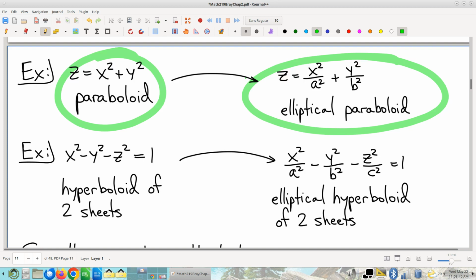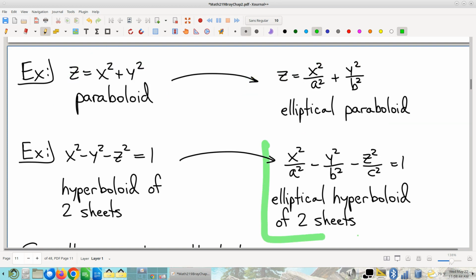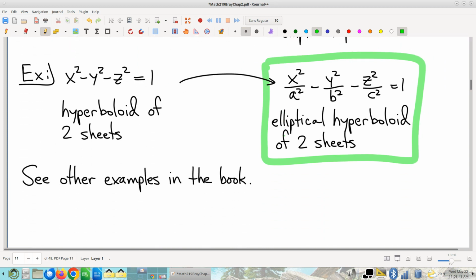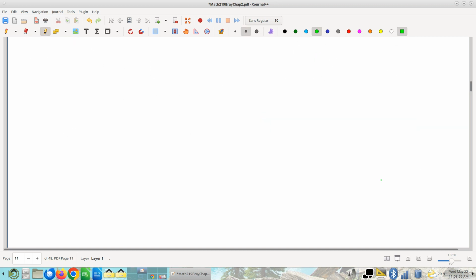So thus the name. And likewise for this next one down here, you can see it derives obviously from the hyperboloid on the left. This now we call an elliptical hyperboloid. Okay, all right. Enough of that.